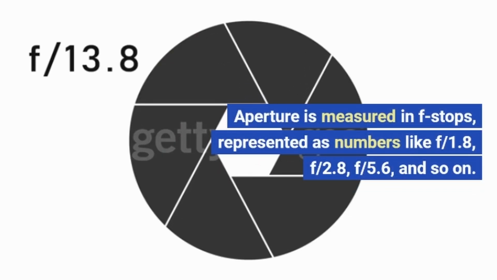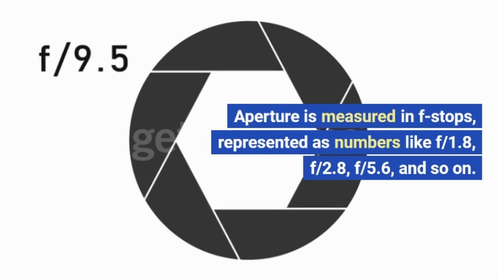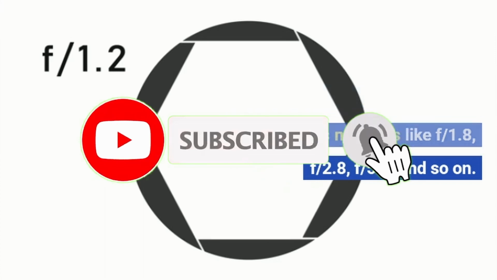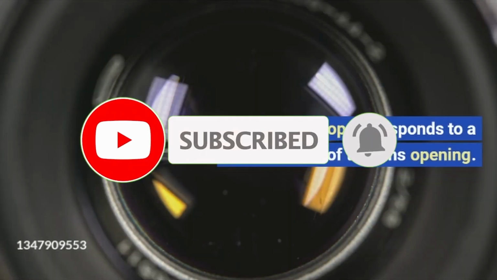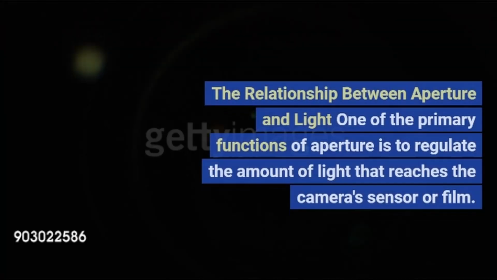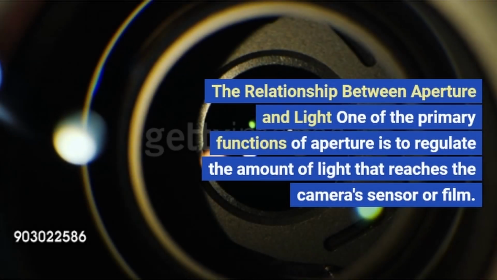Aperture is measured in f-stops, represented as numbers like f1.8, f2.8, f5.6, and so on. Each f-stop corresponds to a different size of the lens opening. The relationship between aperture and light.